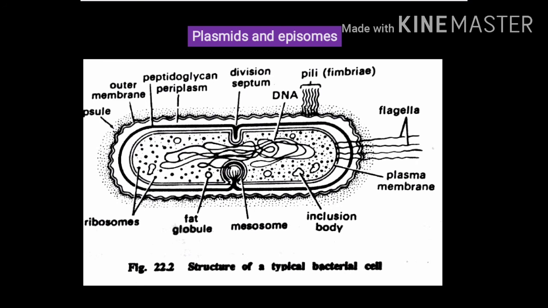But those genetic elements which exist in one of two alternate states, either autonomously in the cytoplasm or in an integrated state attached to the chromosome of the bacteria, are called episomes.